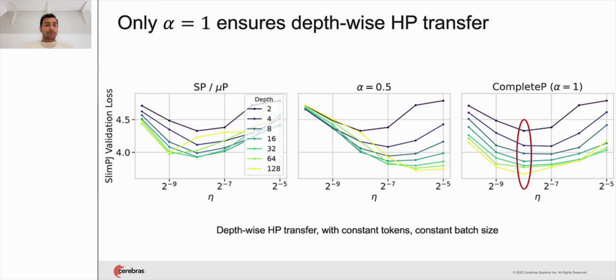We find that only alpha equals 1 ensures depth-wise hyperparameter transfer. Here the x-axis is learning rate and the y-axis is loss, and we've trained models from 2 layers all the way up to 128 layers. You can see that only the CompleteP parameterization, or alpha equals 1, allows the same optimal hyperparameters to be shared by every single depth.